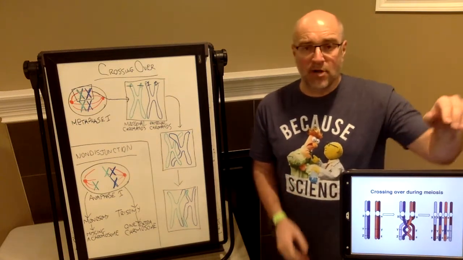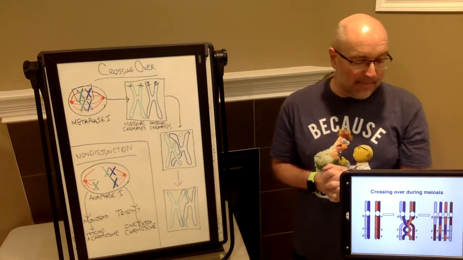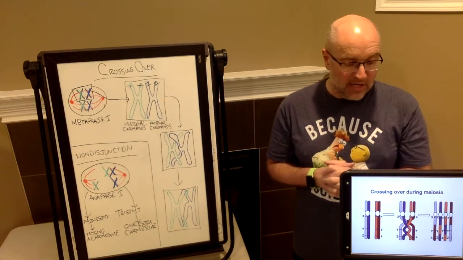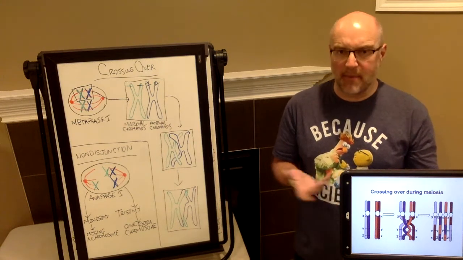And here's another example on the slide. You can take a look at this slide right here. It gives you a couple of examples of where we've got multiple arms that are crossing over, and you can kind of see the genetic recombination that's going on there, and that maybe makes a little bit more sense for you as well.